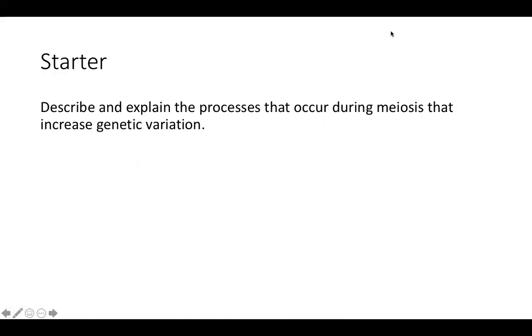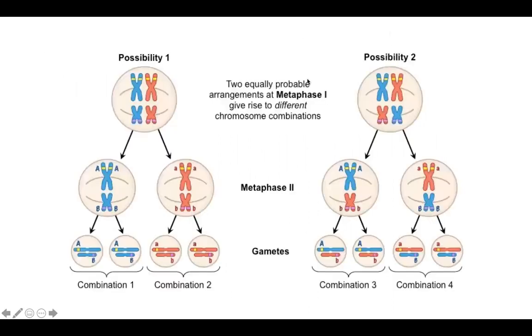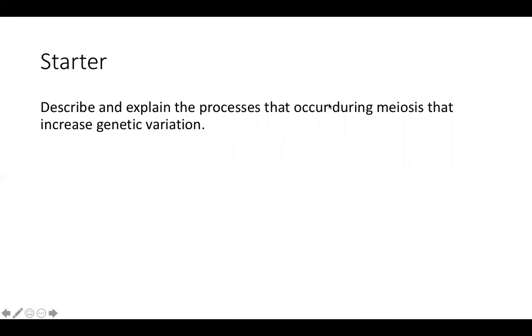Your starter today is looking back at meiosis. So could you please describe and explain the processes that occur during meiosis that increase genetic variation? This is a 5-mark question, so make sure you've got 5 good marks down in order to get the full 5 marks. So pen and paper ready, please. And could you pause the video now while you do this?